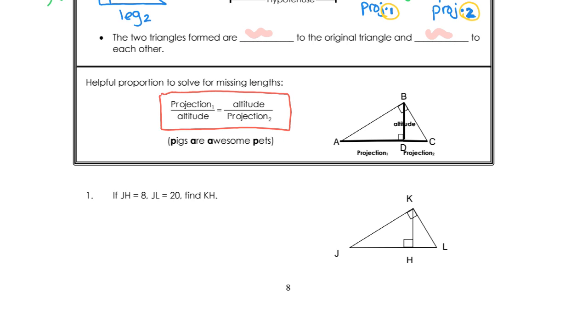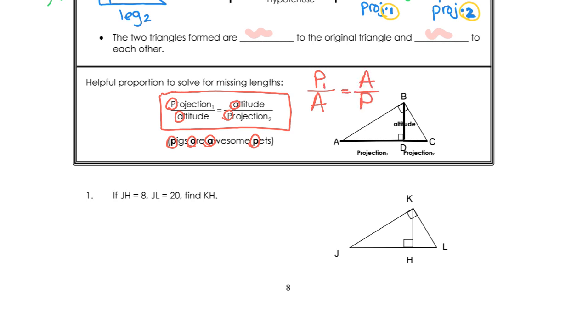Okay, in this proportion, it deals with 3 pieces. It deals with one of the projections over the altitude, and then the altitude over the projection. So we come up with a little saying to help you remember that, and we use the P, the A, and the P to help us remember. And our saying is pigs are awesome pets. And so when we know we're using the altitude in our problem, our proportion, we automatically think pigs are awesome pets. And so we write pigs are awesome pets.